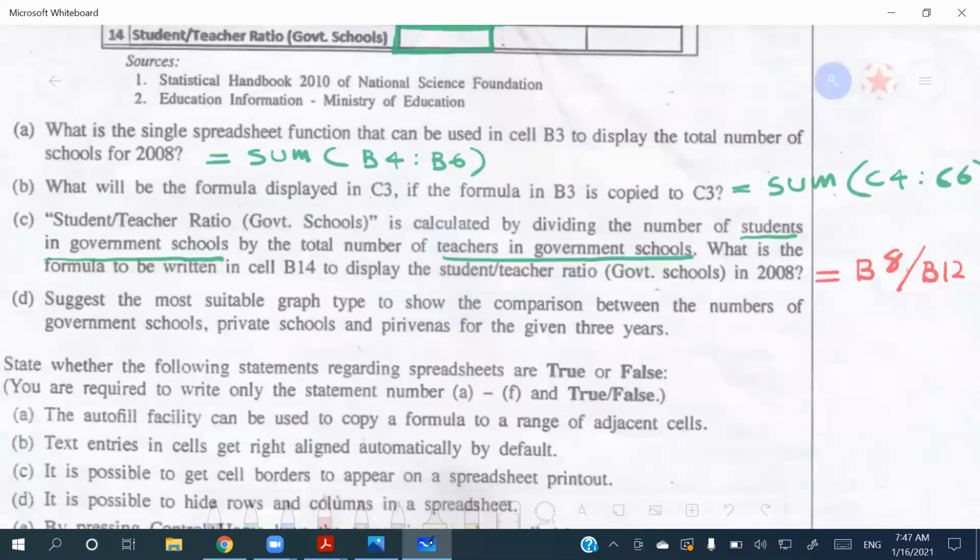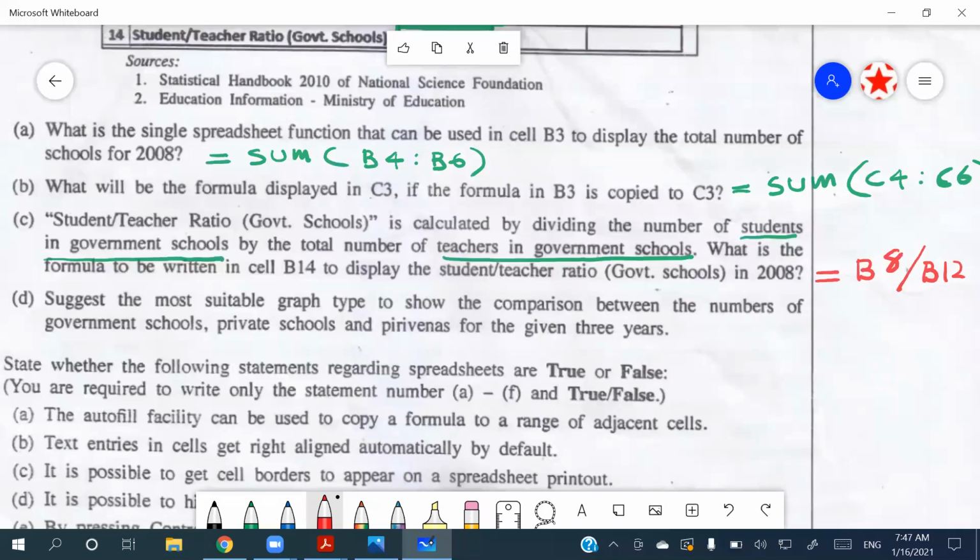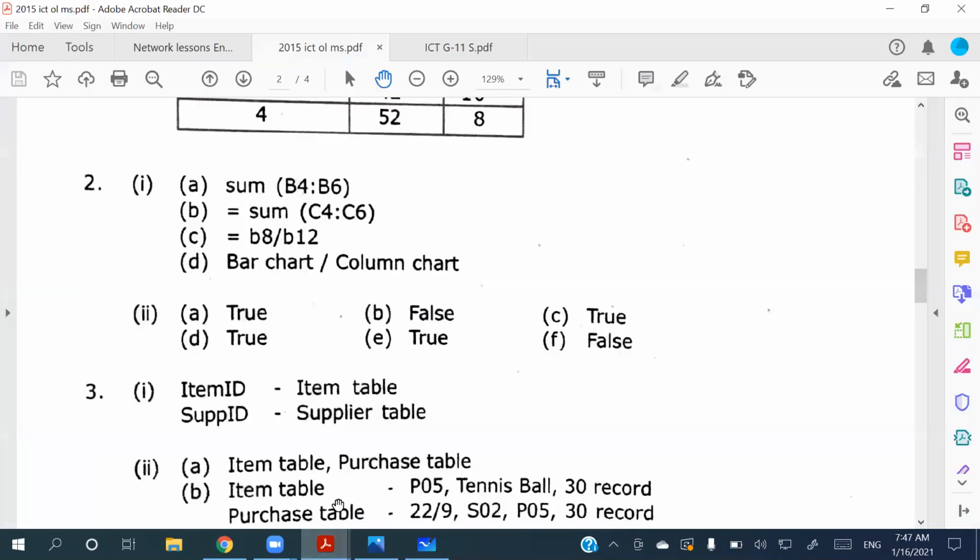Okay. So it is saying, suggest the most suitable graph type to show the comparison between the number of government school, private school, and pyramid for the given 3 years. It should be the column chart or the bar chart, since it is talking about a comparison, right? So in the marking scheme, it says bar chart or column chart.